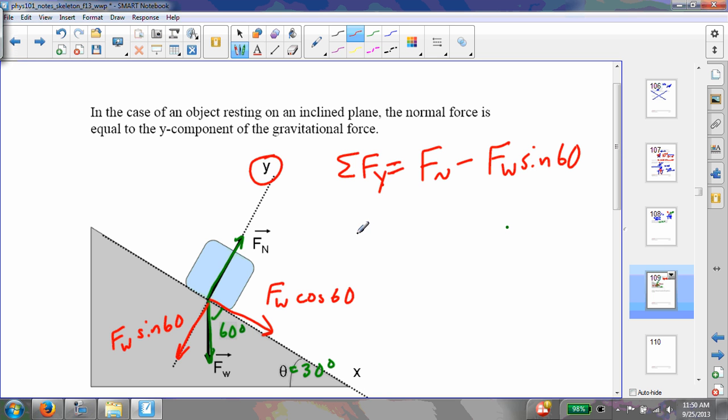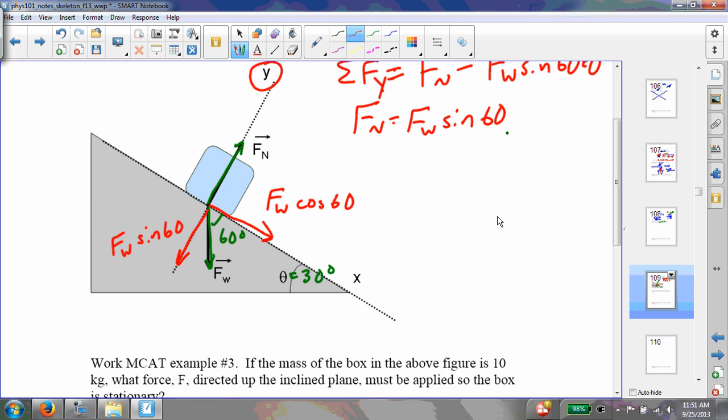This is equal to the mass times the acceleration, but the acceleration is 0, so that's equal to 0. And so the normal force is equal to Fw sine of 60. That's for an object that's resting on an inclined plane.